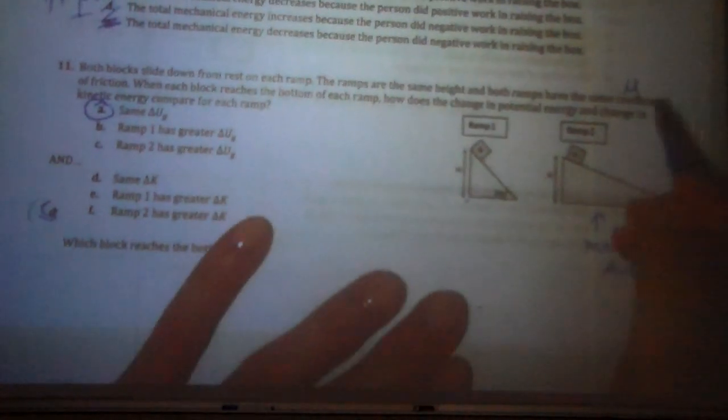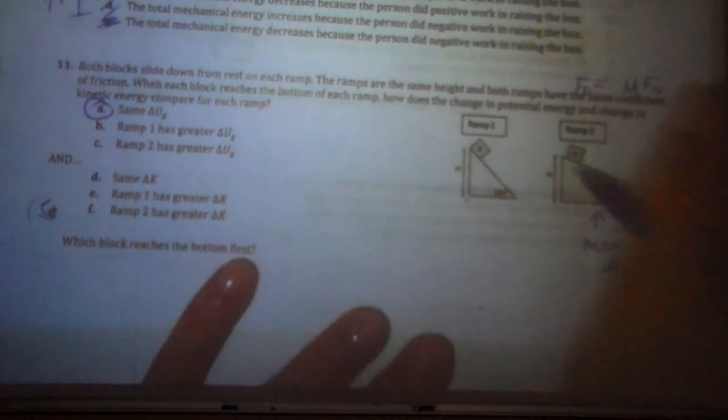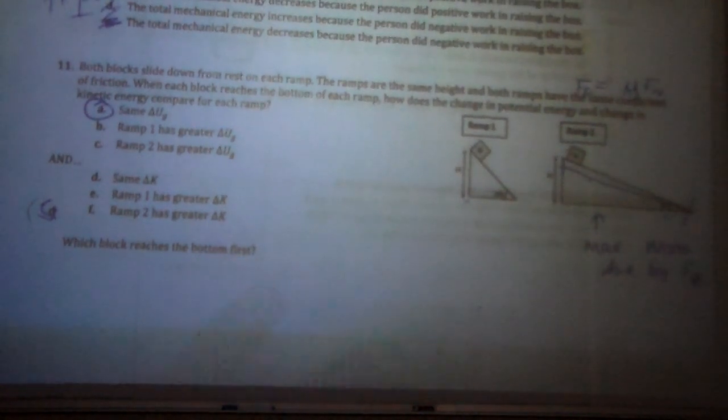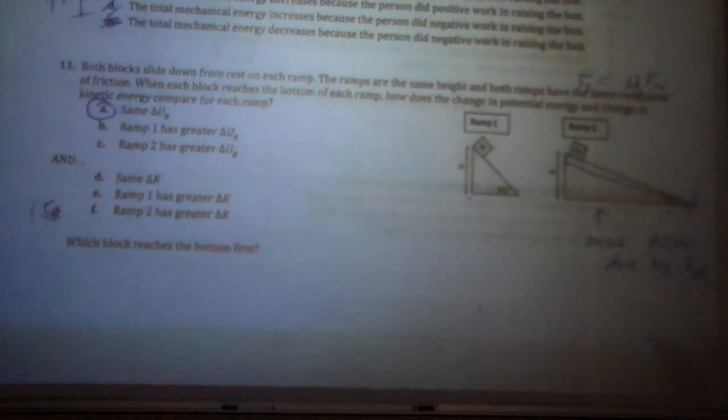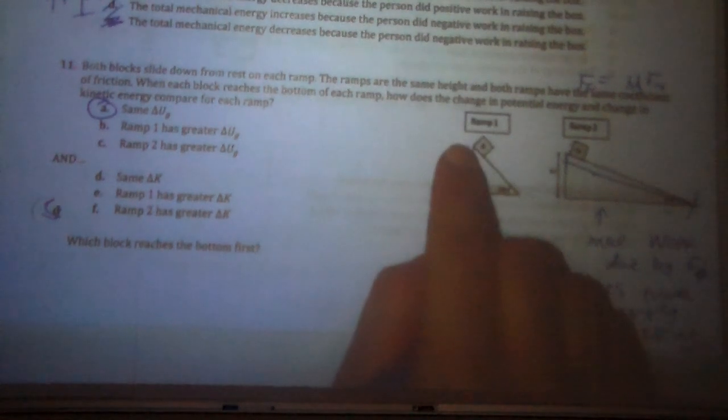For two reasons: it has a greater force of friction, because mu Fn is the force of friction, and they have the same mu, but this one will have a greater Fn. Also, this is a greater distance traveled, and work is Fd. So this one has more work done, which means it loses more energy, which means it'll have less kinetic at the bottom.